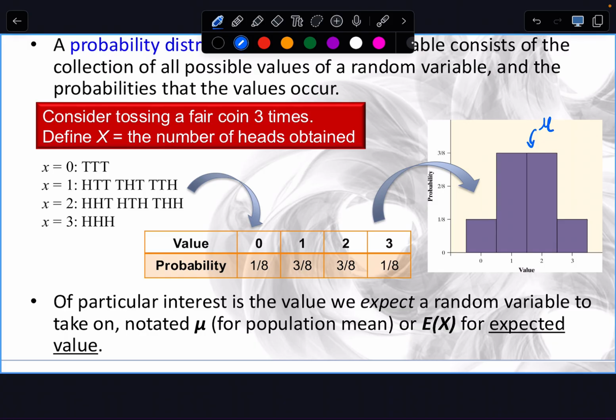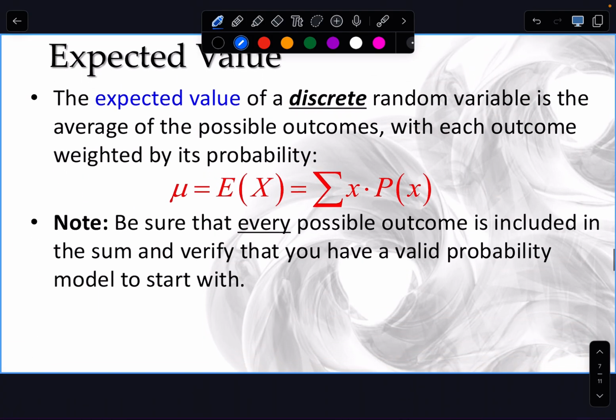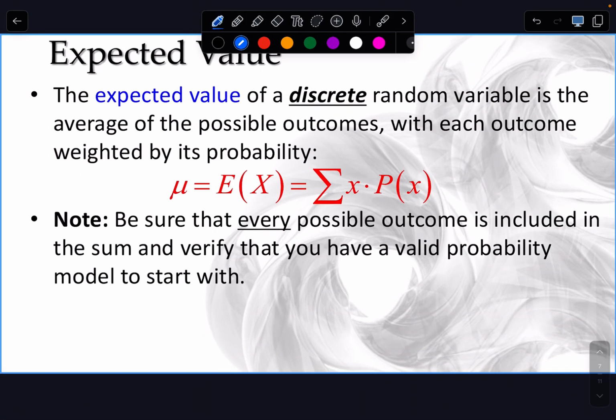Okay? Now, this particular graph turned out to be perfectly symmetric, so finding the center is pretty easy. Some of the probability distributions that we're going to run into, though, aren't going to be perfectly symmetric. They might be skewed one direction or another, and so finding the center can be a little bit tricky trying to use the graph. So the other option we have is using a formula to calculate that expected value, to calculate the mean.